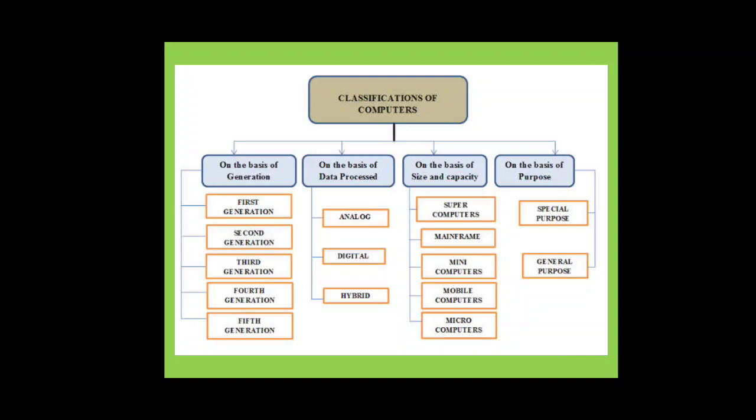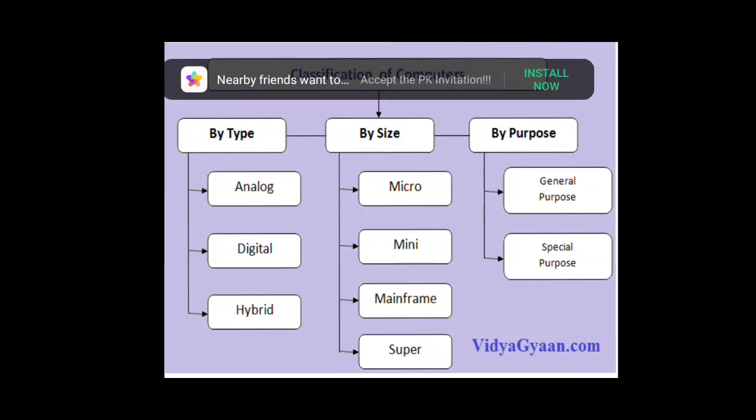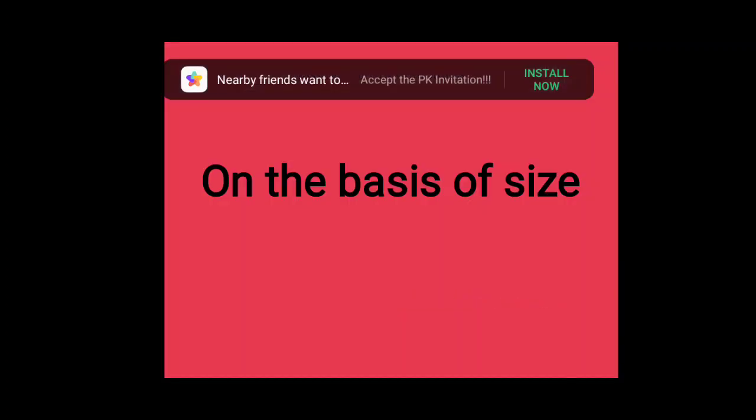Now, here is the heading given in the book itself. On the basis of classification, computers are categorized by types, sizes, purposes and finally generation. In this flowchart the generation part is missing. The next heading is on the basis of size, which we are going to see first.